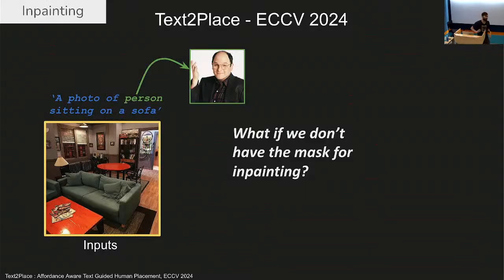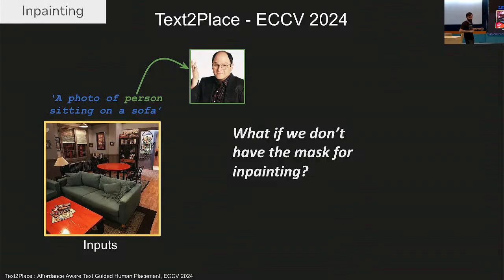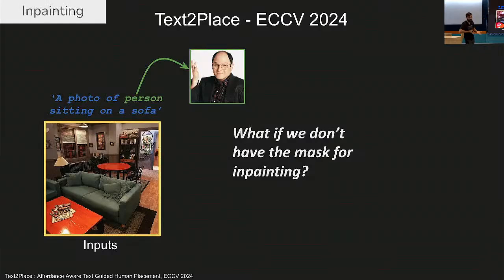So it's more like a discriminative task. Given this image and the prompt, first you have to, as a human, localize where is the sofa, how will the person sit on the sofa, how will the mask look like, and then you will give that to the model. Then it will in-paint. But we don't have that. We don't have the mask. How can we do that?